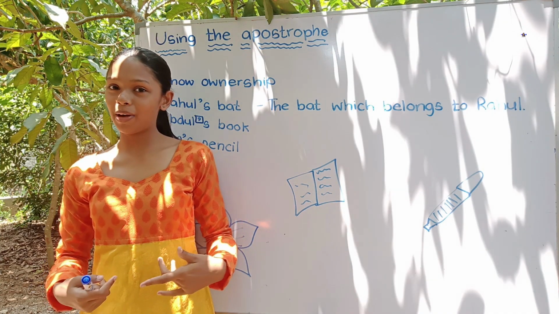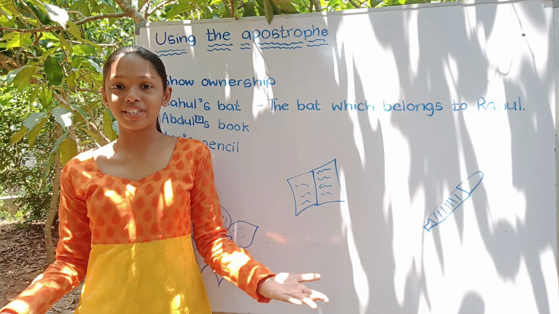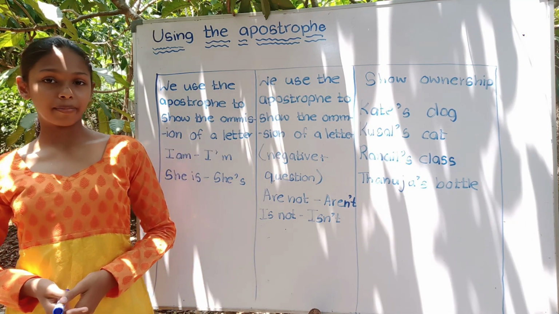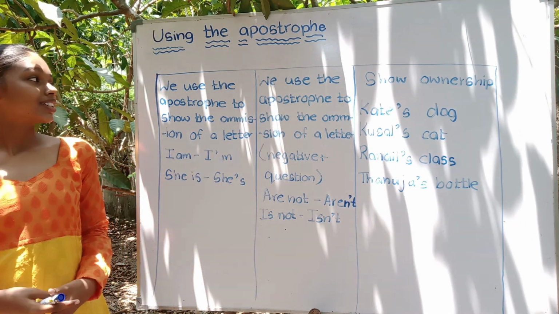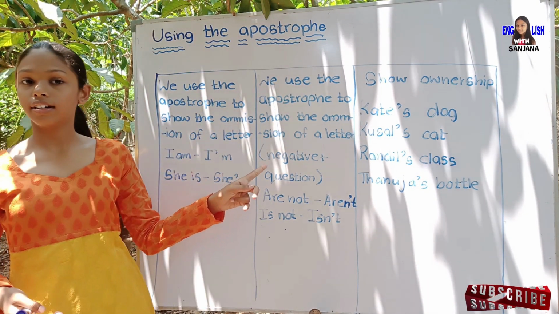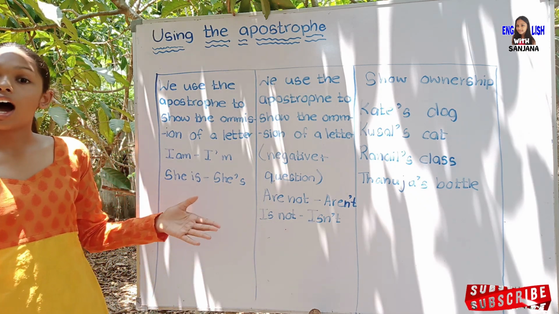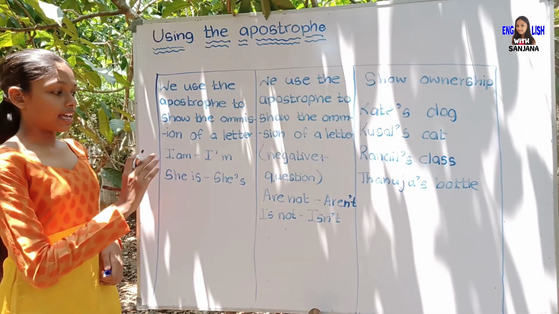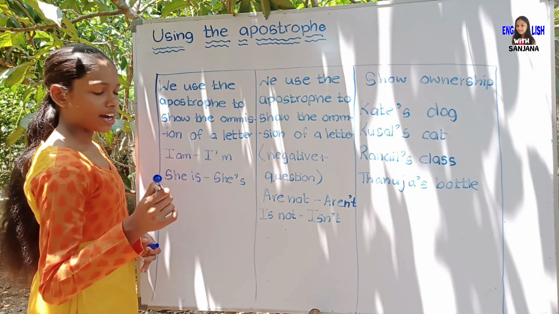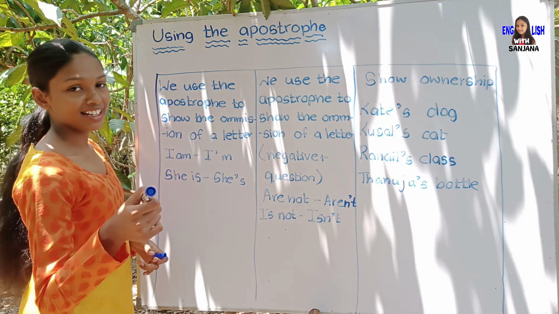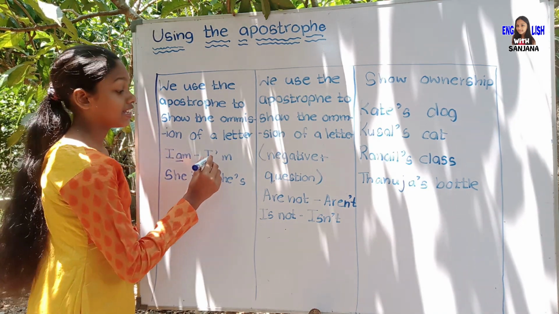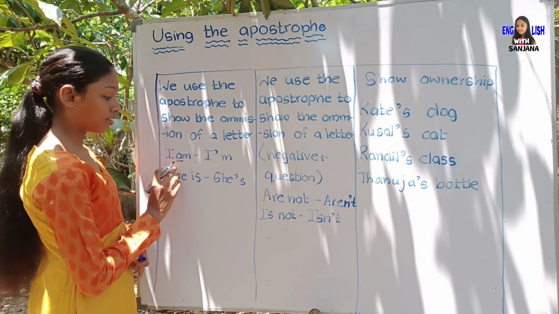Now let's have a quick recap on what we learned so far on using the apostrophe. As I mentioned earlier, there are 3 rules of using the apostrophe. We use the apostrophe to show the omission of a letter. For example, let's take I am. Here, in contracted form, we can use it as I'm. Friends, can you see the omission letter here? Earlier, I told you the omission letter is A. We have used the apostrophe instead of A.